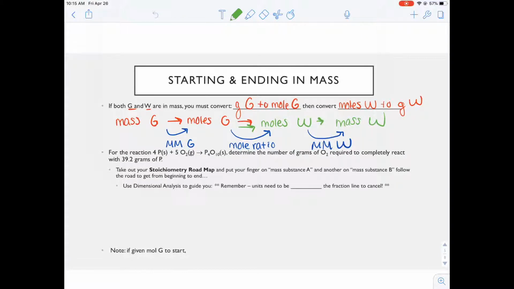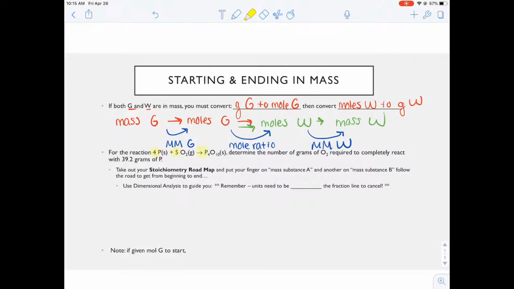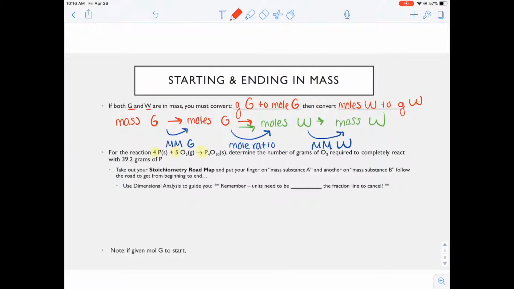All right, new reaction, new balanced equation. Here's our coefficients. All right, we need to determine the number of grams of oxygen, which means this is our wanted, required to completely react with this many grams of phosphorus. That's our given. All right, so take out the roadmap. Remember, use dimensional analysis, and units need to be opposite across the fraction line to cancel. Okay, so let's do this all in one step. I'm going to break it down as we go, but it's basically going to be one step.